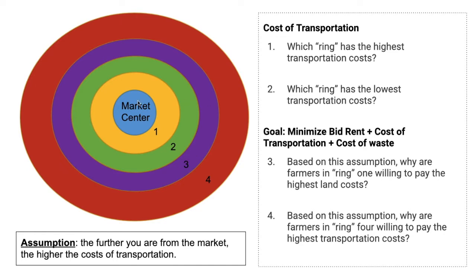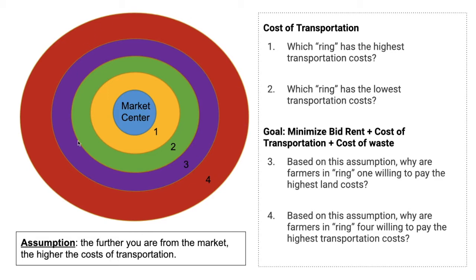is that ring 1 has the highest land cost because it's closer to the market center. That's the bid rent theory. There's a low cost of transportation, and there's going to be less waste, less perishability because it is so close to the market center. On the other hand, ring 4 is going to be less expensive because there's high transportation costs associated with it. The bid rent theory is at play.